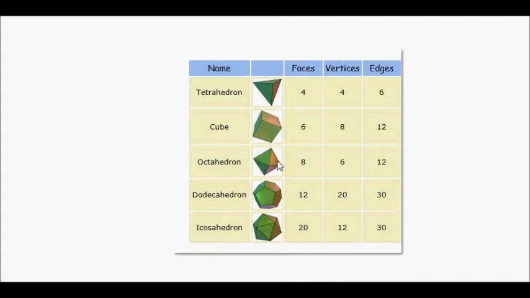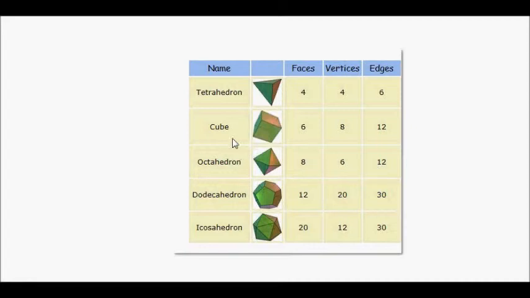An octahedron has 8 faces, that is 4 over here and similarly 4 behind. It has 6 vertices, which is easily found: 1, 2, 3, 4, 5 and 1 behind. And it has 12 edges.